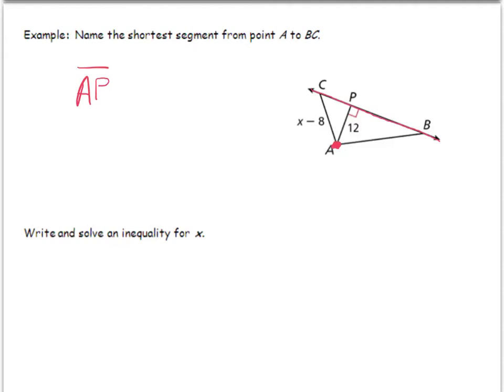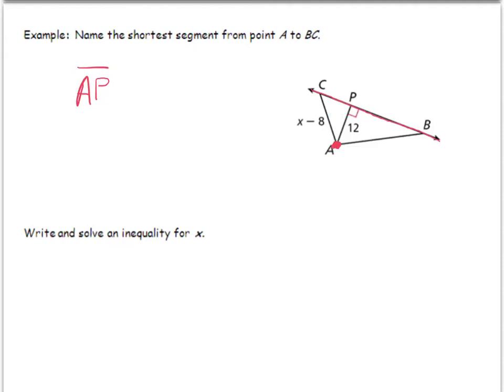So I would say that AP, that segment, is the shortest segment from point A to line BC. The second part of this example asks us to write and solve an inequality for x. Now I notice that I'm working with x and it's labeled here on AC. It's x minus 8. The only other value they give to me is for AP, and AP is 12.